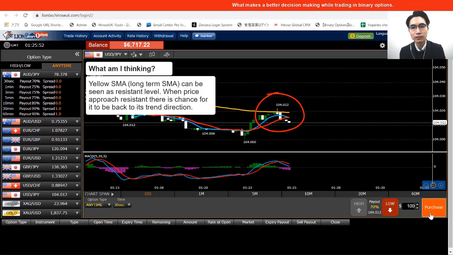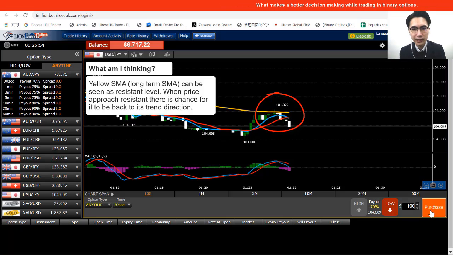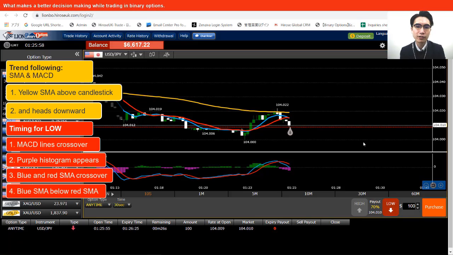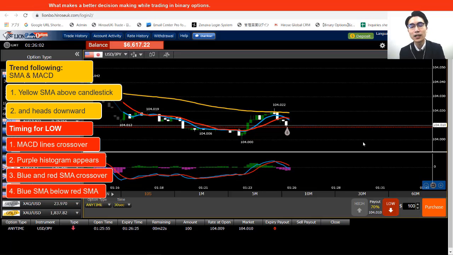Okay, let me place a trade first. The simple moving average crossover, the blue line is now below the red line. That's why I opened a trade there.